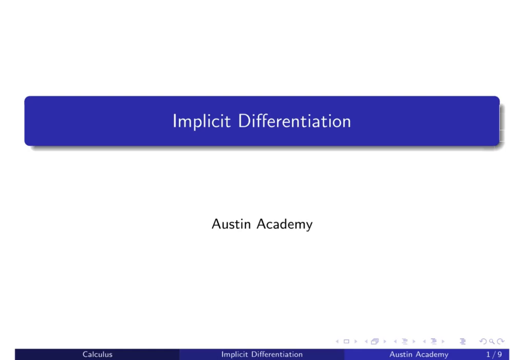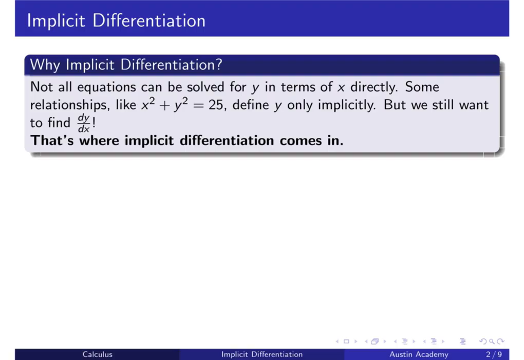Alright, let's get started. Why implicit differentiation? Not all equations allow us to solve for y in terms of x directly. Take for example, x squared plus y squared equals 25. This defines y implicitly, but we still want to find dy/dx. That's where implicit differentiation comes in.